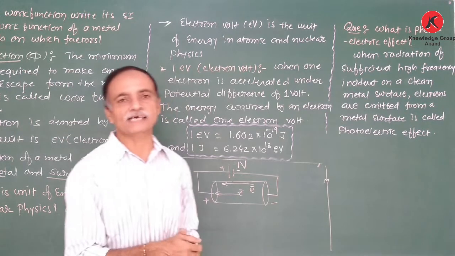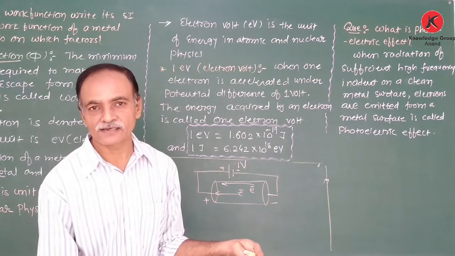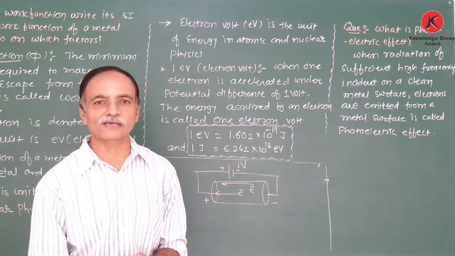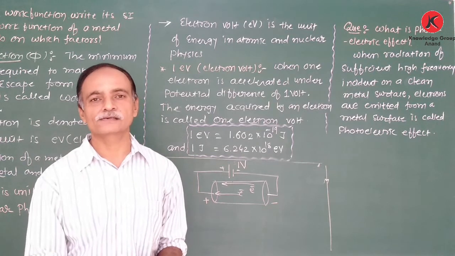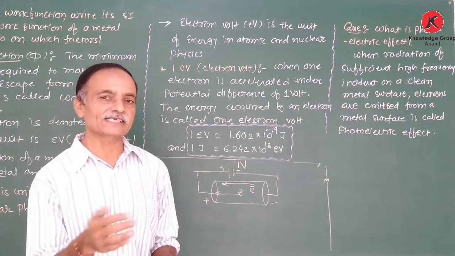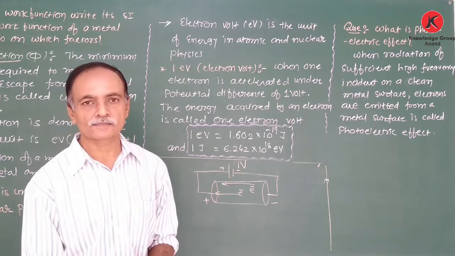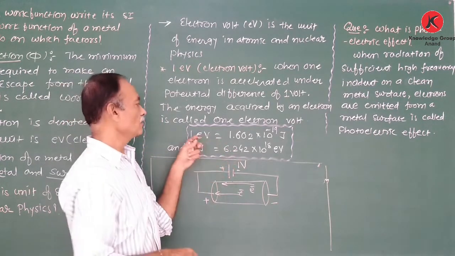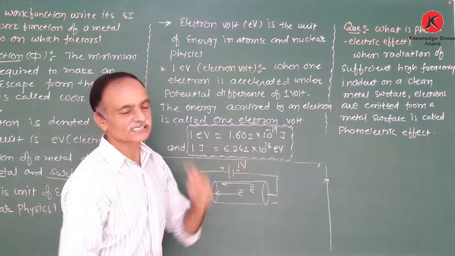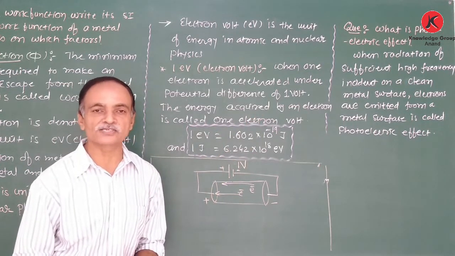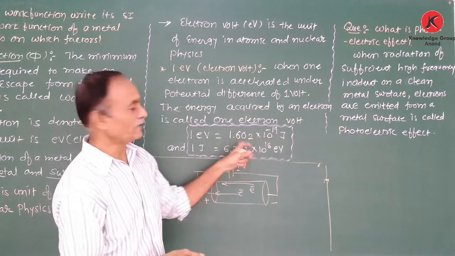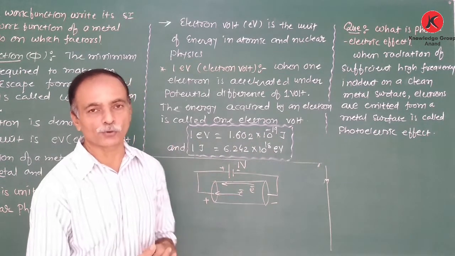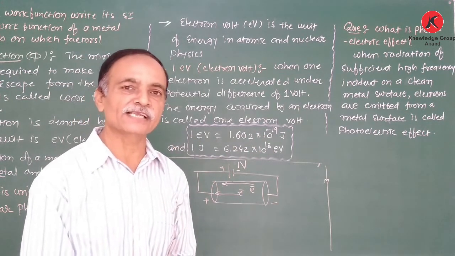Sometimes in board exams, this relation is not given. The kinetic energy of the electron is given as 300 electron volt. At that time it is required to convert into joule, so this relation is useful. So 1 electron volt is equal to 1.6 × 10^-19 joule in short, or the accurate value is 1.602 × 10^-19 joule.